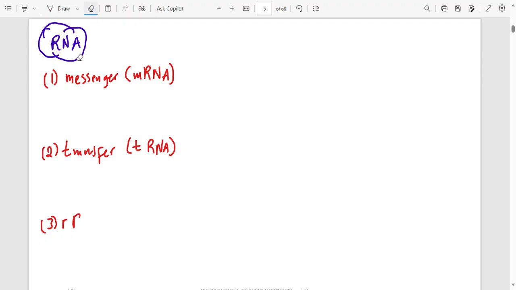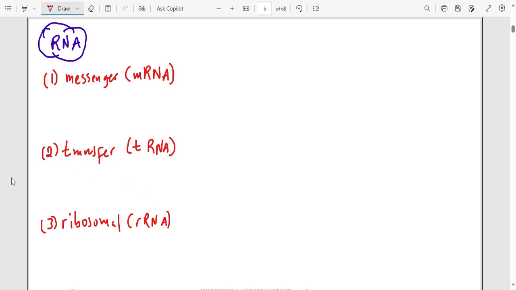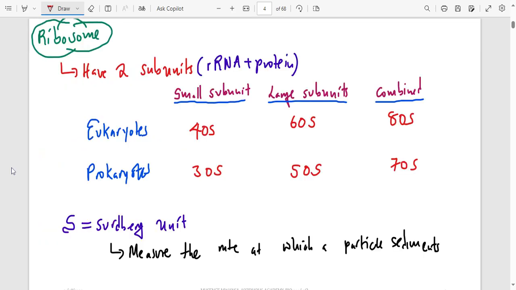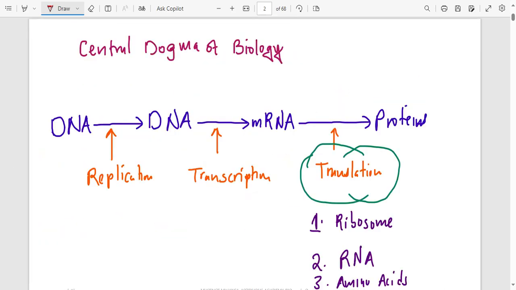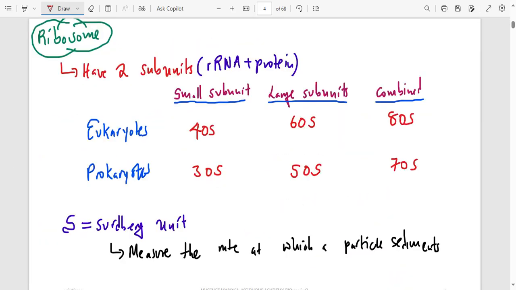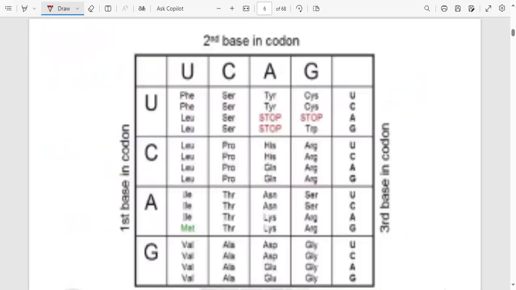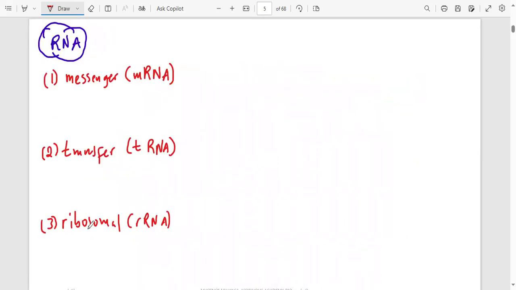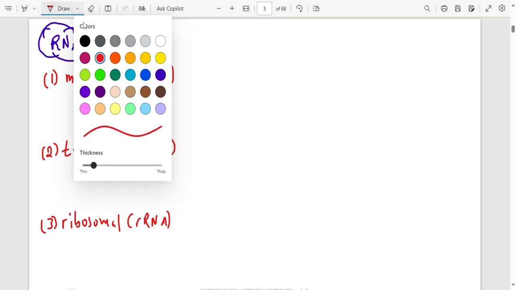The R actually represents something. Let me write it. That is ribosomal, also known as rRNA. Remember earlier on, we said that a ribosome is made up of RNA and protein. So that RNA is this one here. Now you need to know the function of each one of these.